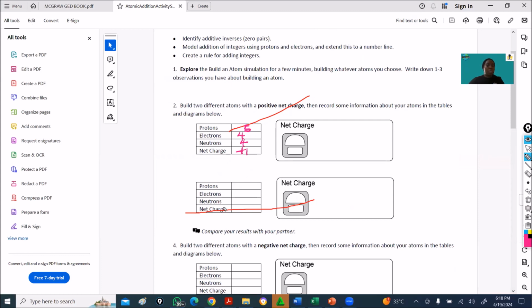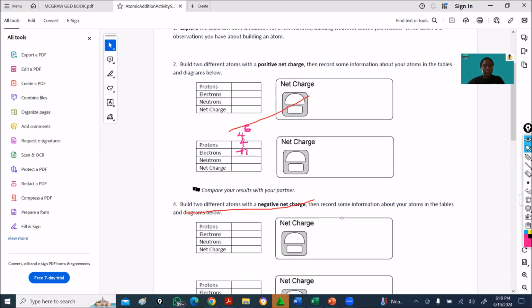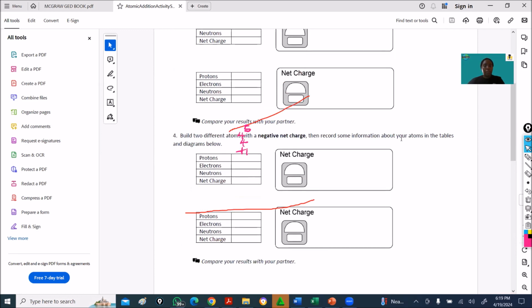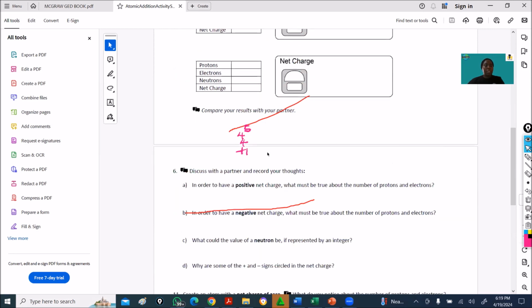So you're building 2. Now, it says here, after that, we're comparing results. So that's what everyone is doing now. Comparing results. As you're seeing it, you're seeing everybody's work. And last comment, you did a negative. Okay, this should be number 4. It also says I should build a negative net charge. Then record some information about your atoms in the table. You do that. It says now, discuss with your partner and record your thoughts.